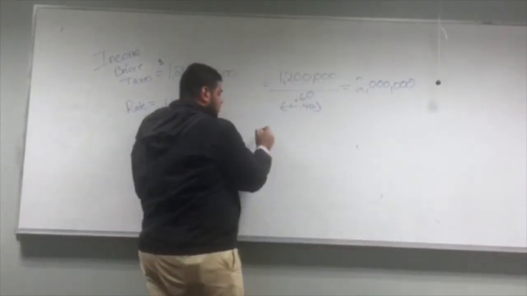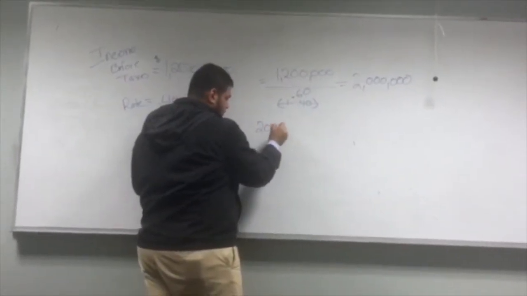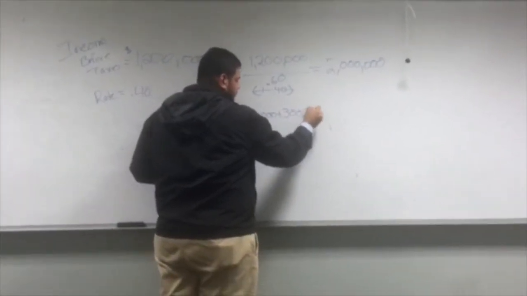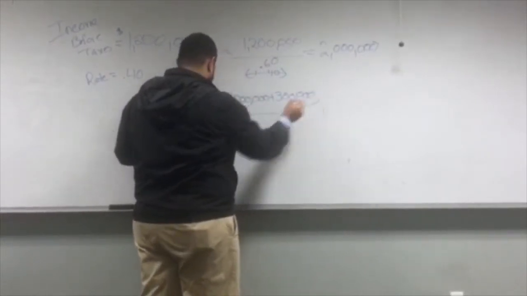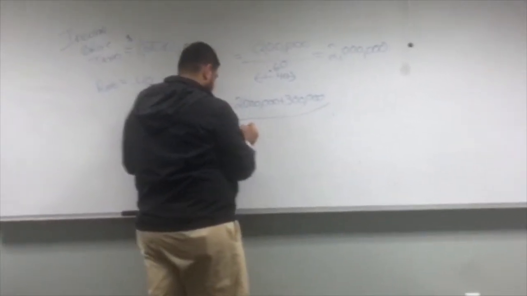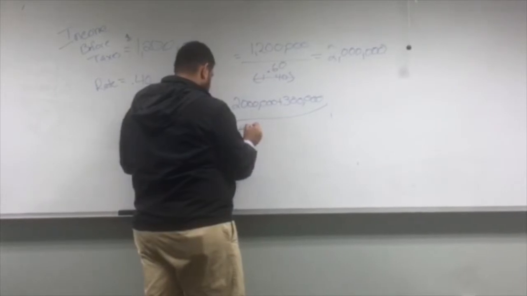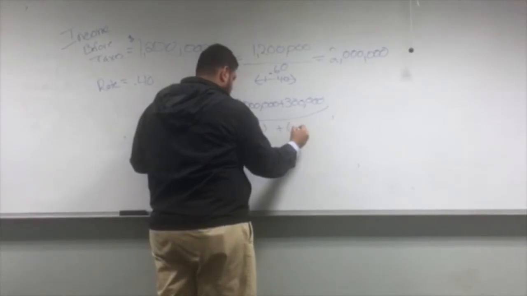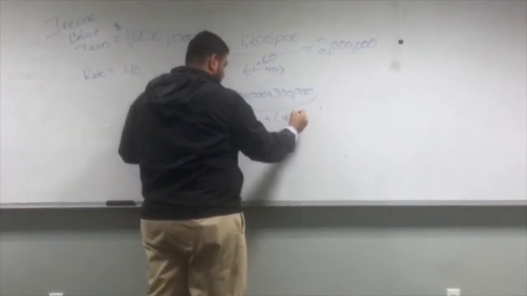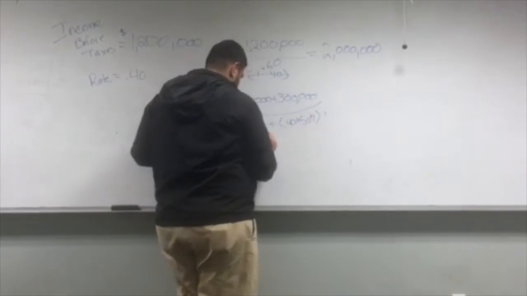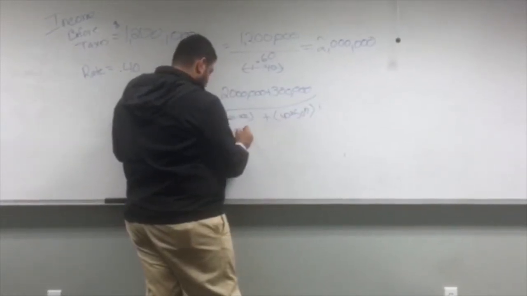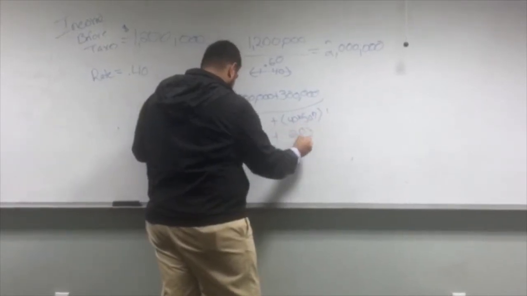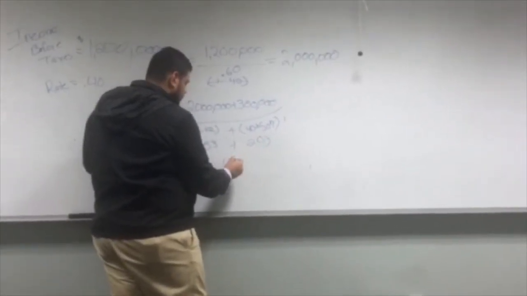So now what we're going to do is take the 2 million plus the fixed cost, which was 300,000, divide that by 0.60 times 422 plus 0.40 times 507, which are the total units. This will give us 253 plus 203, which will equal out to 456.